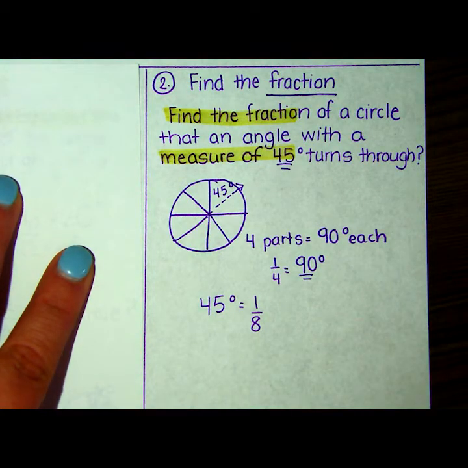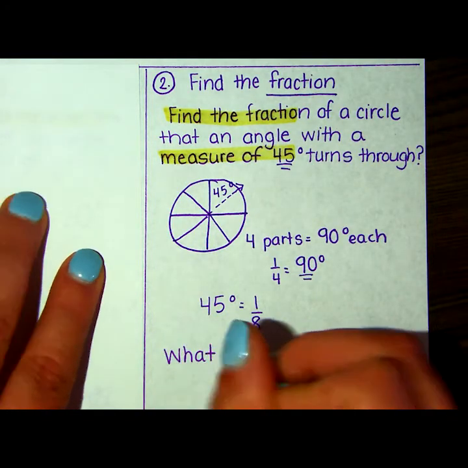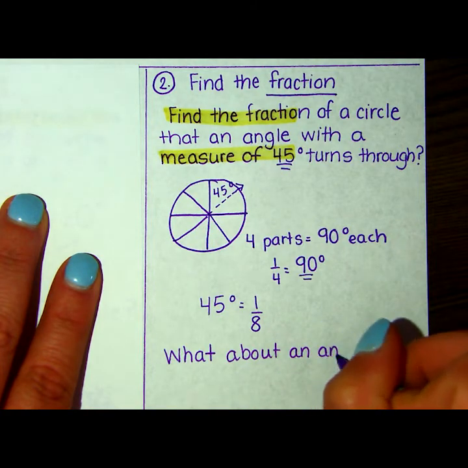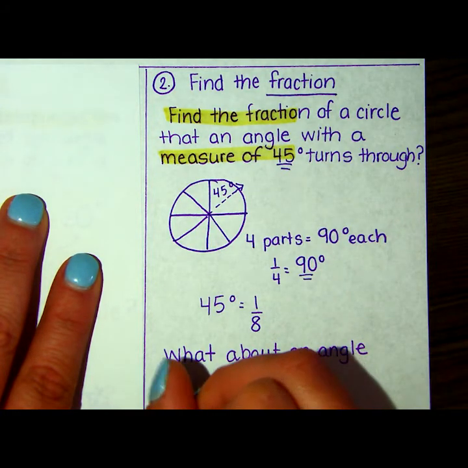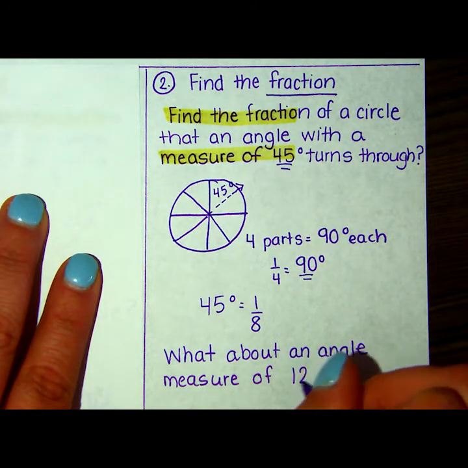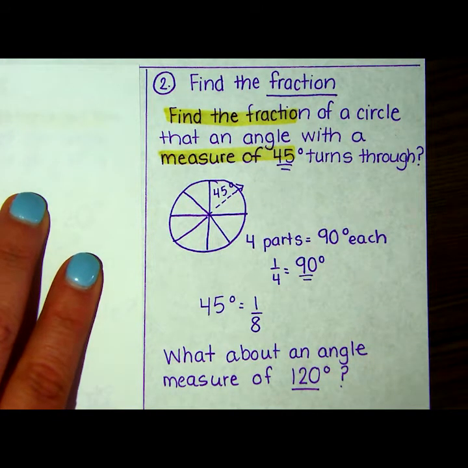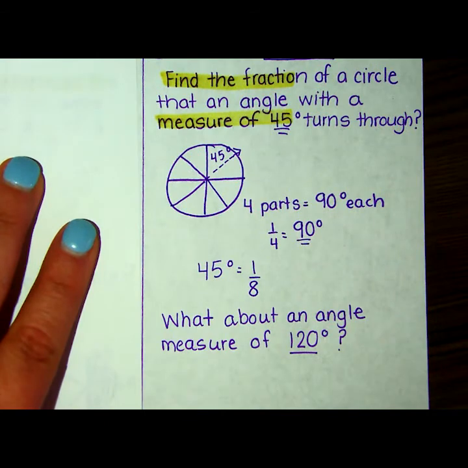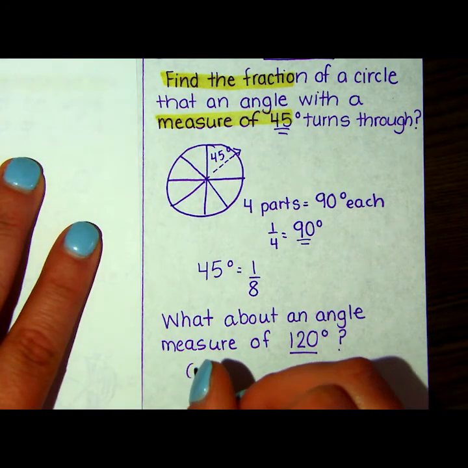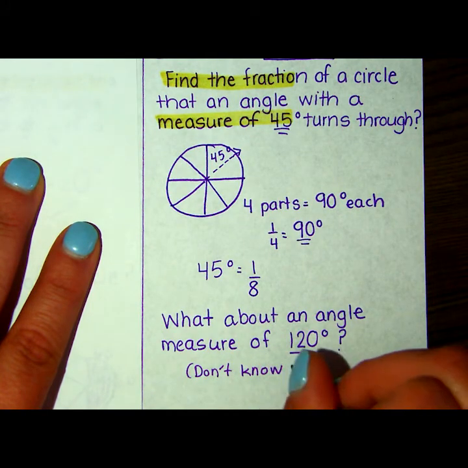Now, again, we like to make this a little tricky. So let's make it a little bit harder. What about an angle measure of 120 degrees? What fraction of a circle does an angle with a measure of 120 degrees turn through? Yikes. Are you thinking the same thing I am right here? I don't know this one.